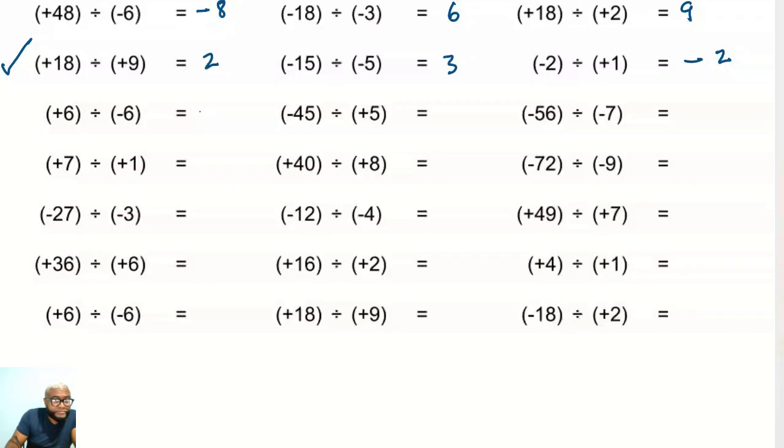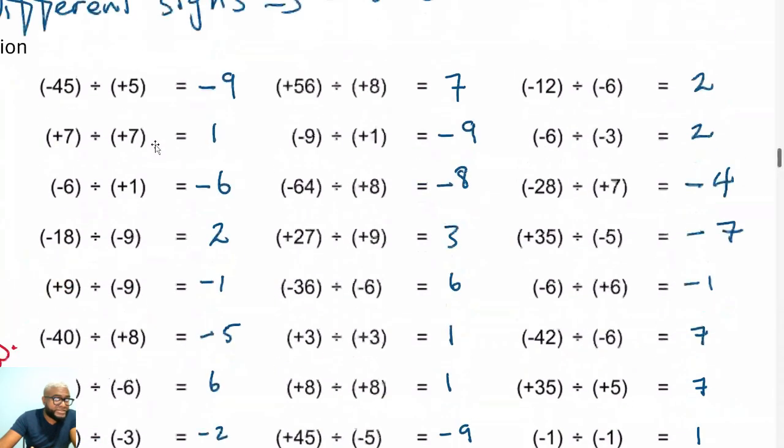Positive 6, sir. No, positive, no, 0, sir. 6 divided by 6 is not 0. 6 divided by 6. 6 into 6 is? Oh, my bad, sir. 1, 1, sir. Right? And then next, secondly, Taylor, positive 6. Yes, sir. Divided by negative 6, right?